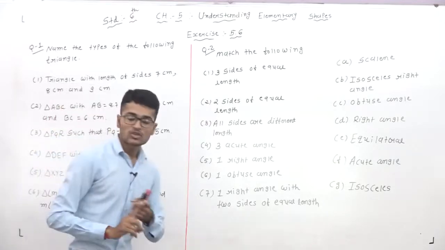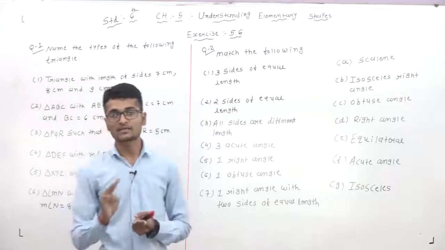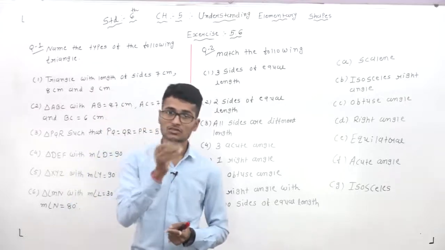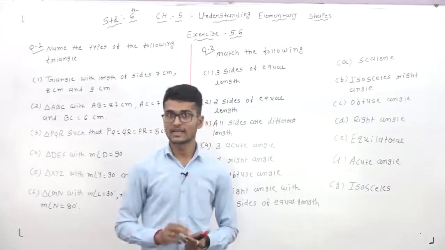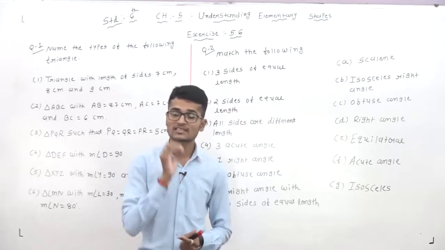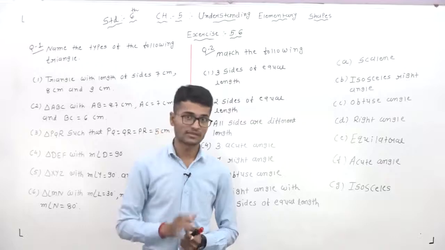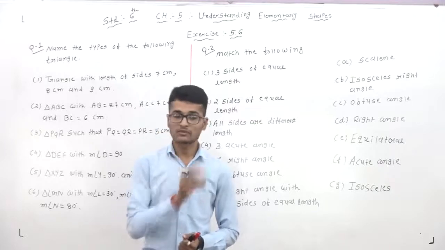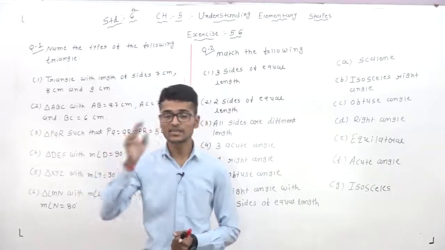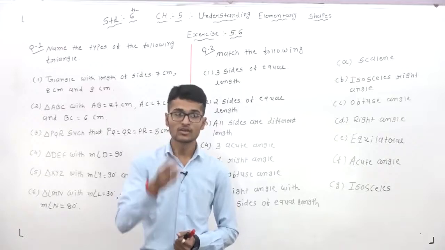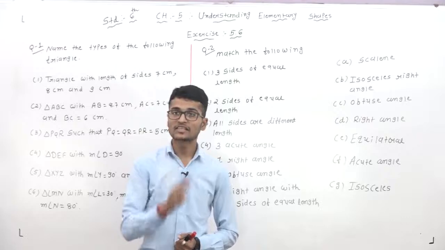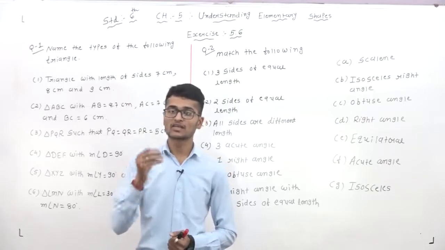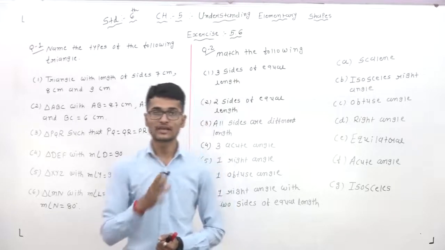One more time, what is the scalene triangle? The three sides are different is called a scalene triangle. Two sides are same is called an isosceles triangle, and all the sides are same is called an equilateral triangle. Understand? One more time, three sides are different is called a scalene triangle. Two sides are same is called an isosceles triangle, and three sides are same is called an equilateral triangle.